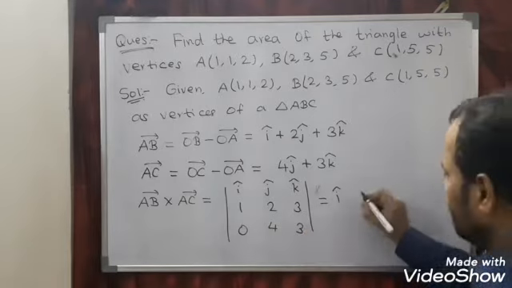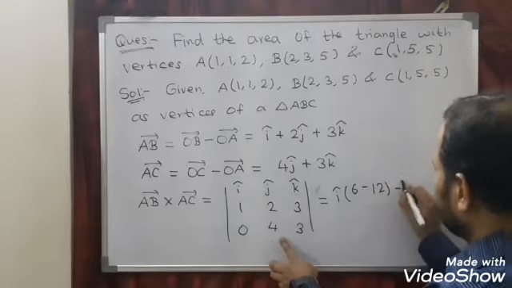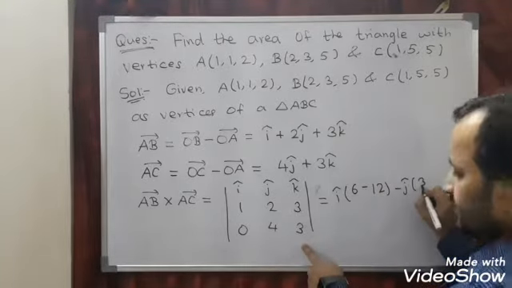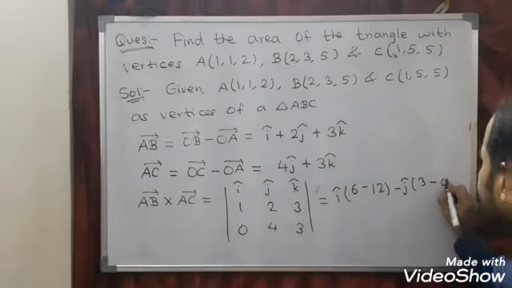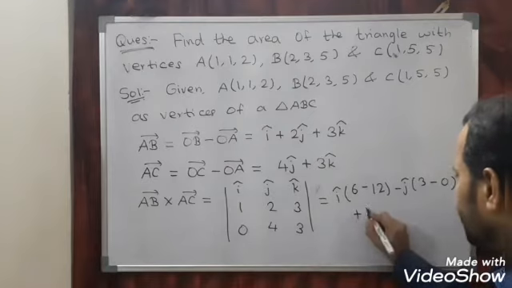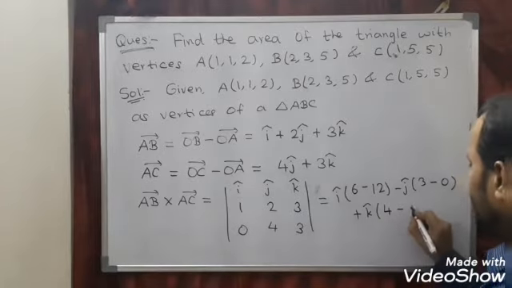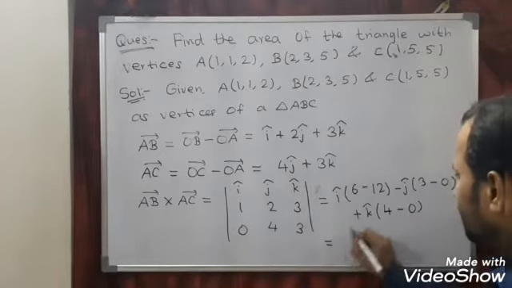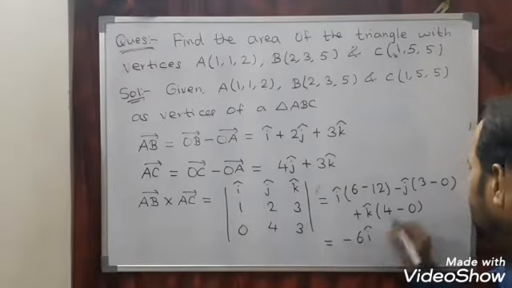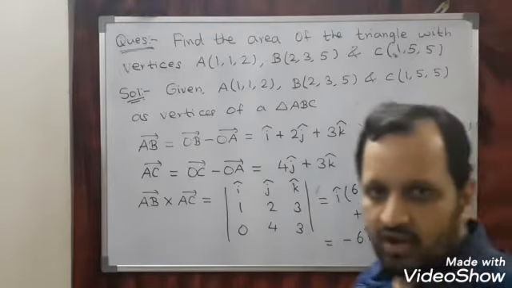Now 2 into 3, it is 6 minus 4 into 3, 12, minus J vector. So 1 into 3, it is 3, 0 into this, I can say 0. Next, plus K vector. So K vector, 1 into 4, it is 4 minus 0 into 2 is 0. So finally what we will get is minus 6I, minus 3J plus 4K vector. So this is the value of AB cross AC.